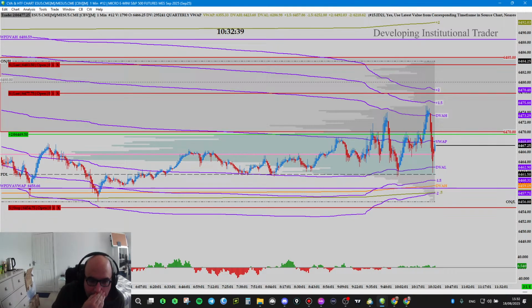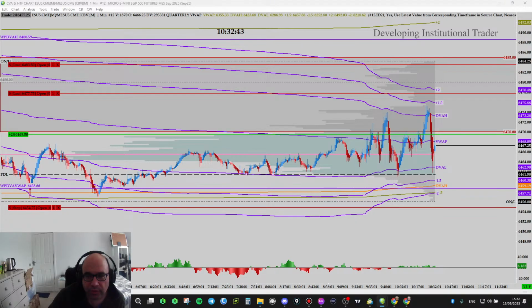I'm still holding my two micros. I'm not willing to take them unless I get stopped out. So we'll see. I feel that maybe later price is gonna just break the range.